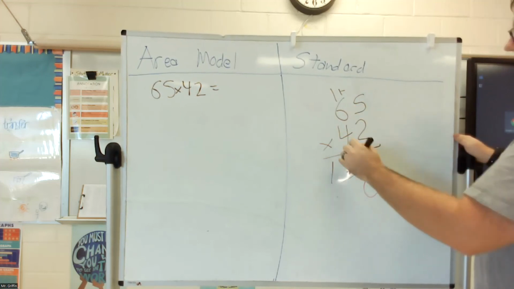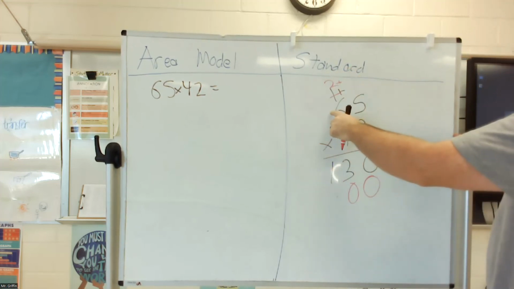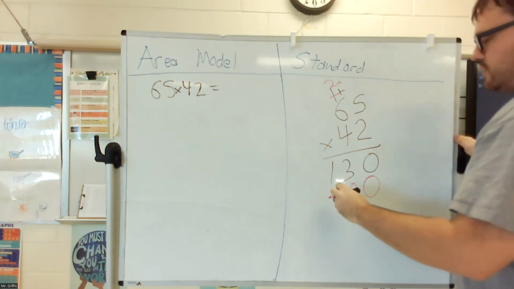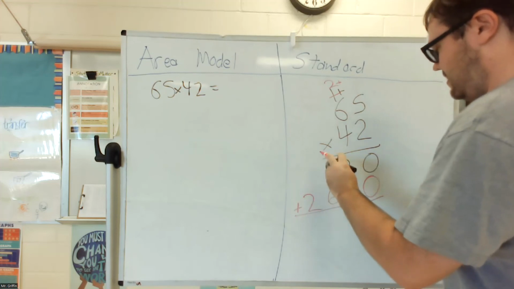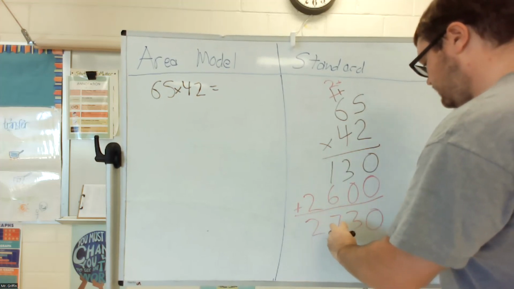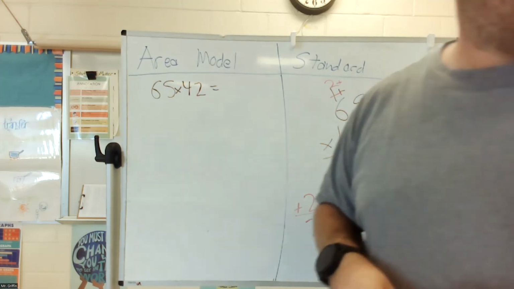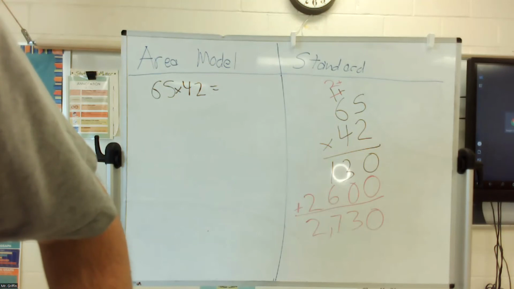So then 5 times 4 is 20. Carry the 2. 6 times 4 is 24. 24 plus 2 is 26. All right, add them up. Okay, 2,730 is what I came up with.